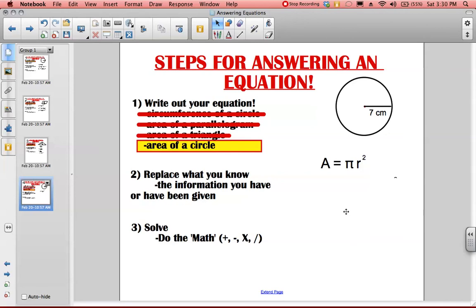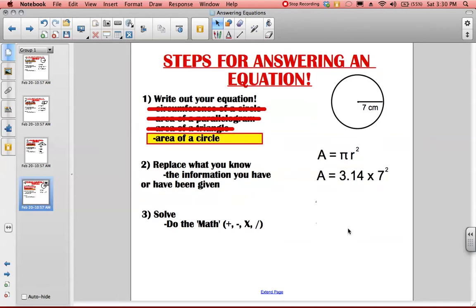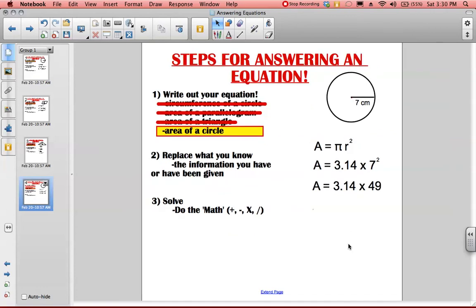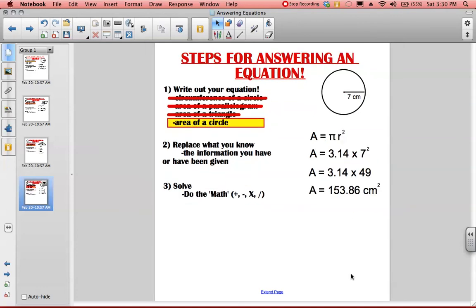We replace what we know. We know that pi, for our purposes, is 3.14. We're going to multiply that by our radius, which is 7 squared. You do your exponents first in BEDMAS, so 7 times 7 is 49. And then we multiply 49 by 3.14, and we will get 153.86 centimeters squared.